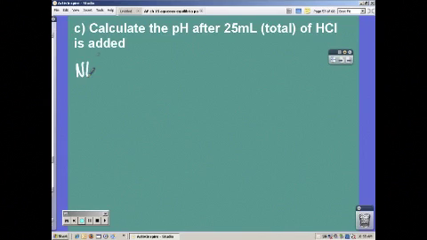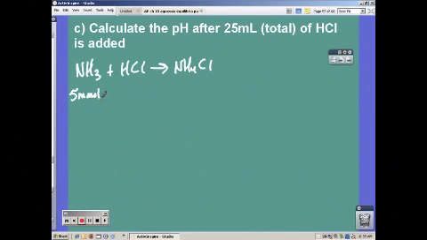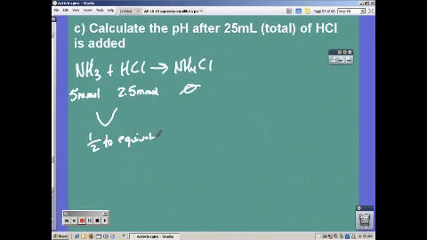Alright, let's look at this one. We have our HCl reacting with NH3 again. We have 25 milliliters of a 0.1, so that's 2.5 millimoles of HCl. And our 5 millimoles of ammonia. What do you notice? We're halfway to equivalence.